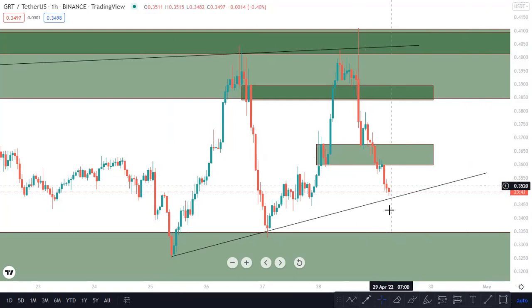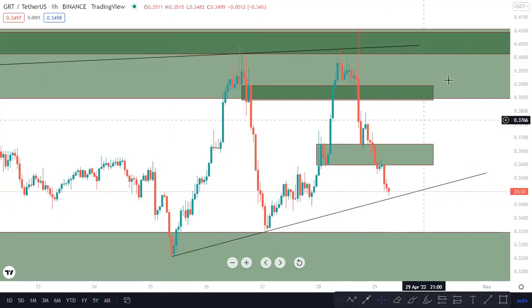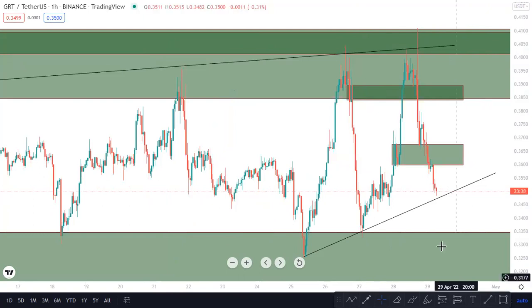But if you see rejections here, that doesn't mean that we're respecting these zone areas, then we will go up, but we start shooting up from that area. Okay. So that's what you can start looking for in the market right now on GRT.